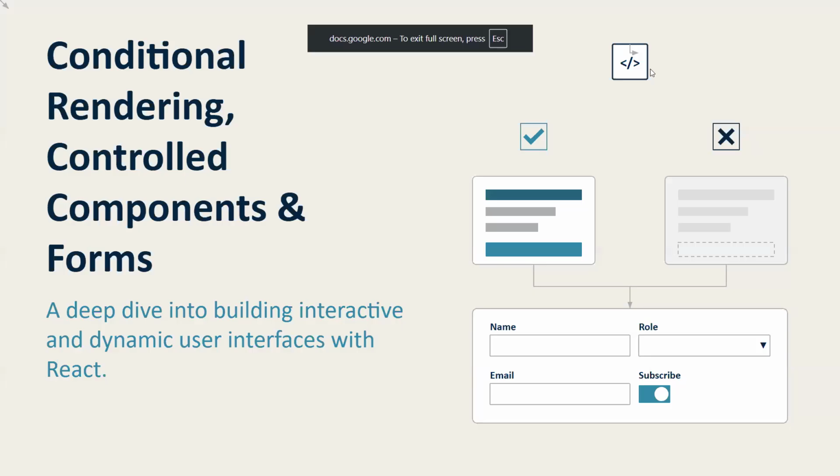All right. So for the presentation today, we'll just be talking about conditional rendering, controlled components, and forms in local React. We'll just start with this presentation to cover the core ideas, and then we'll be moving on to the coding examples just so you can see how these concepts work in practice.